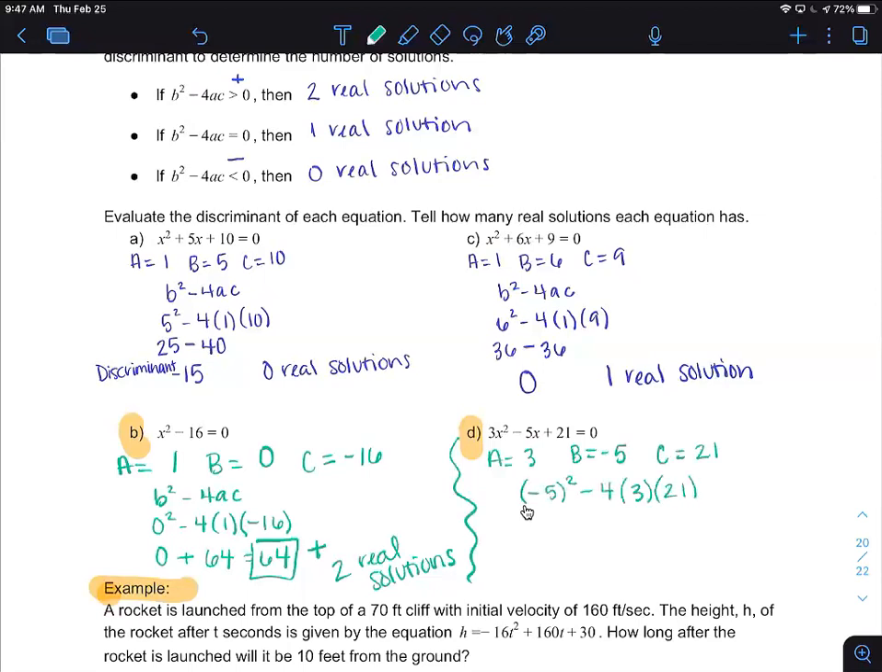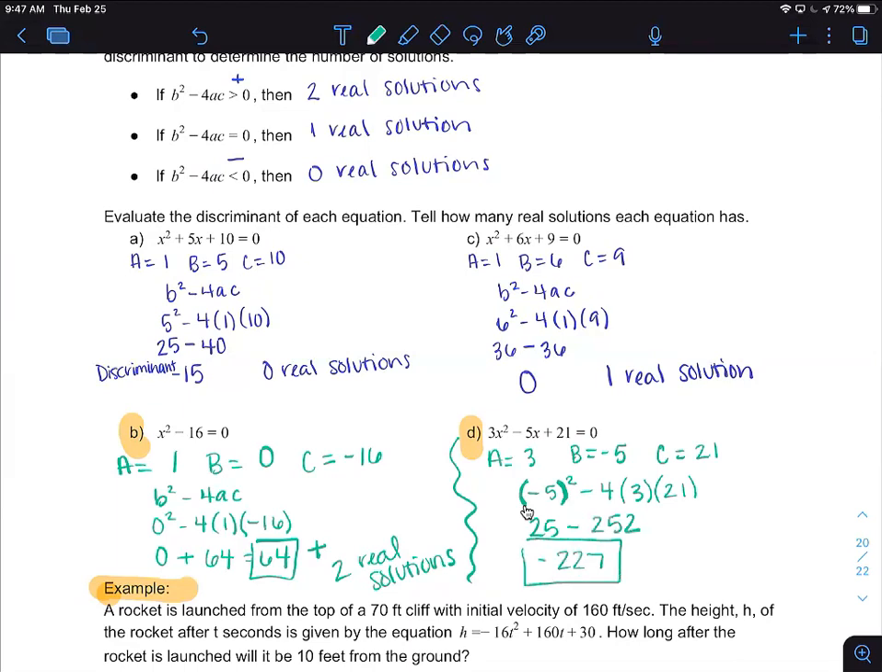So be careful when you do this in your calculator. Make sure you're putting parentheses around that negative, because otherwise it's going to leave it a negative. But we know a negative times a negative is a positive. So what is negative 5 squared? 25. Then we have negative 4 times 3, which is negative 12. And negative 12 times 21 is negative 252. And what's 25 minus 252? Negative 227. Good. So there's your discriminant.